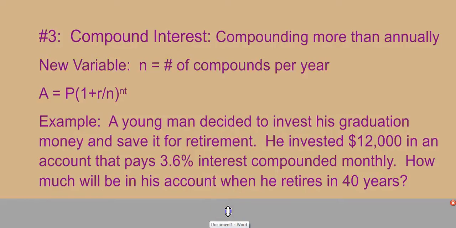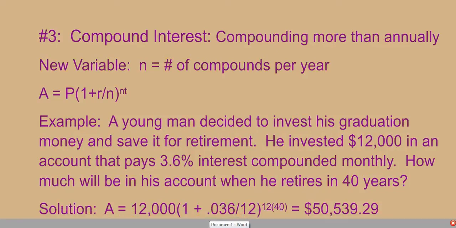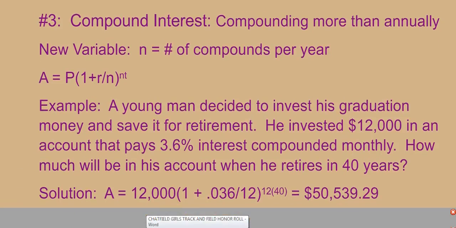In this case, it's going to compound monthly, so our n value is going to be 12. So our solution, where we are trying to find A, is calculated by taking 12,000 times 1 plus 0.036 divided by 12, to the 12 times 40 power. In order to do that, this one is not quite as nice for plugging into your calculator. A lot of people make mistakes with this one.